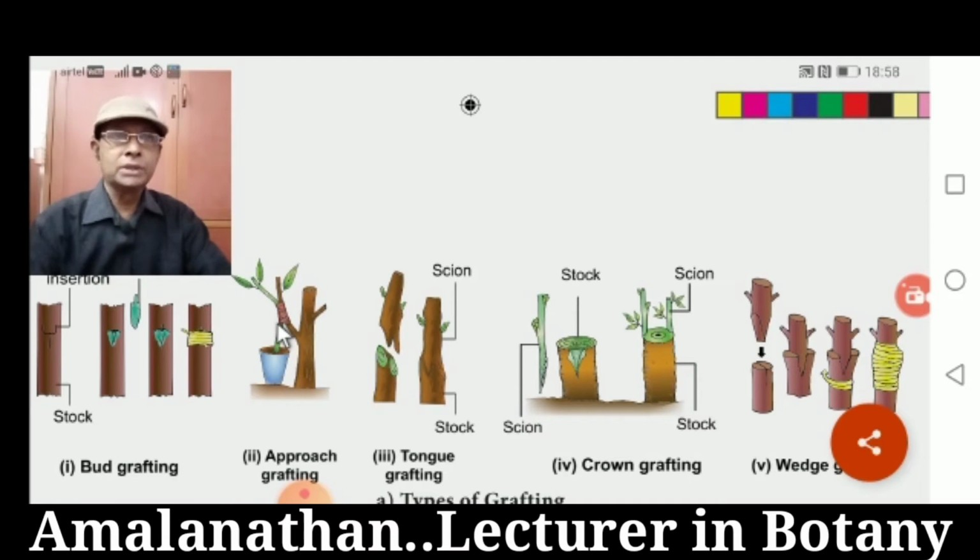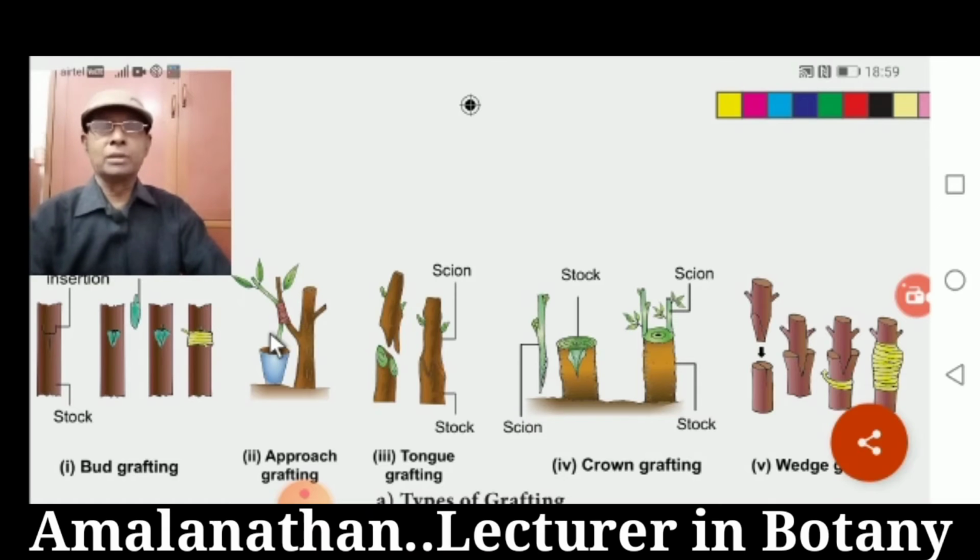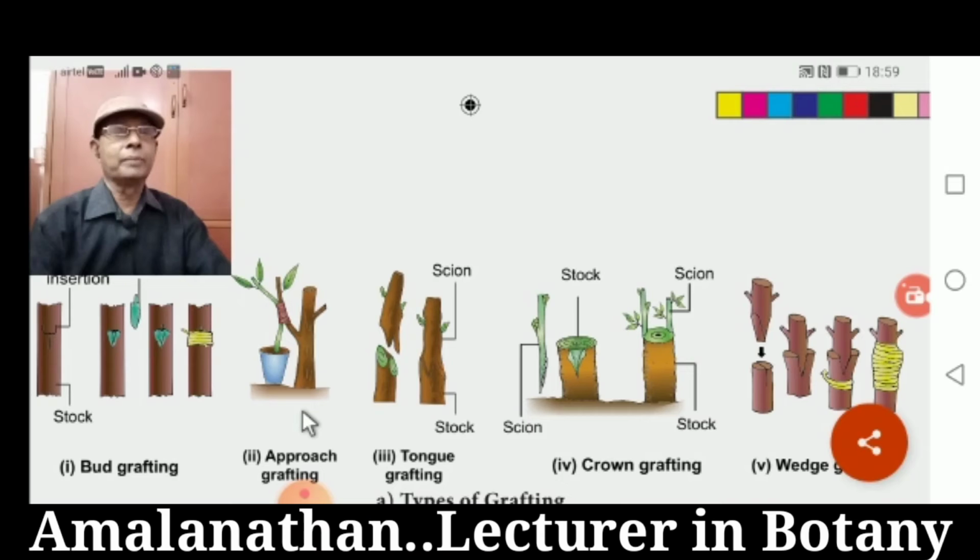A small piece is cut in the stalk and scion, and that is united at the cut part tightly with a tape. After 1 or 4 weeks, the tip of the stalk and the base of the scion are cut off and detached, and that is grown in a separate pot. So that is the method followed in approach grafting. And the next one is trunk grafting. Here also in trunk grafting, both stalk and scion are having the same thickness.